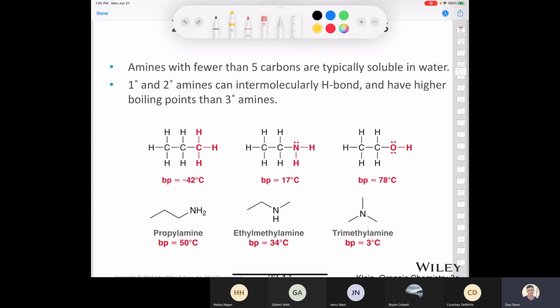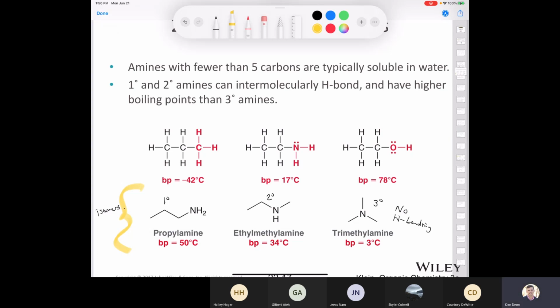That's shown down here on the bottom. If you look at propylamine or propanamine, it is a primary amine. Ethylmethylamine is a secondary amine, and trimethylamine is a tertiary amine. These are all isomers of each other. They all have the same molar mass, but if you look at the boiling point, the highest boiling point is the primary amine. Why? Because it has 2 opportunities for hydrogen bonding, whereas the secondary amine only has 1 opportunity, so the boiling point is decreased. But if you look, it drops way off, down to 3 degrees Celsius for the trimethylamine, because there's no opportunity for hydrogen bonding. So no hydrogen bonding in a pure sample.